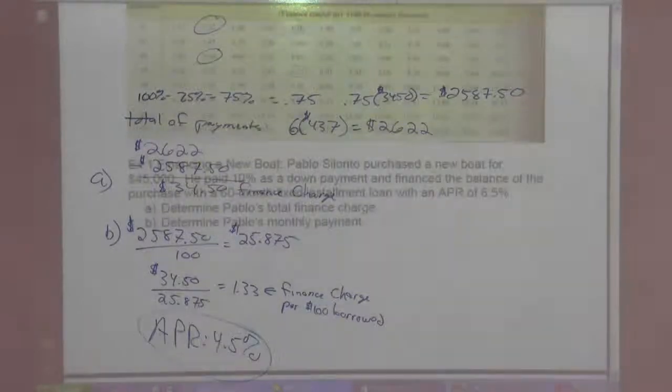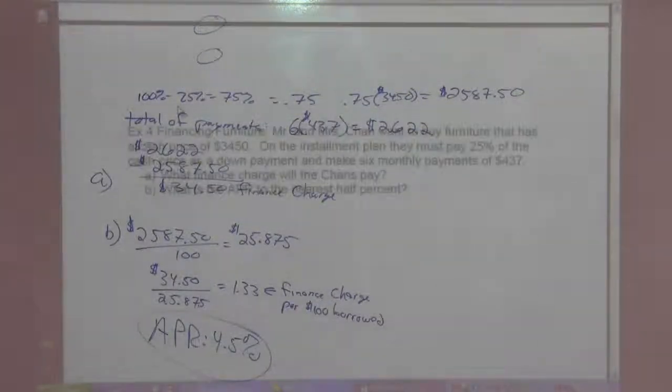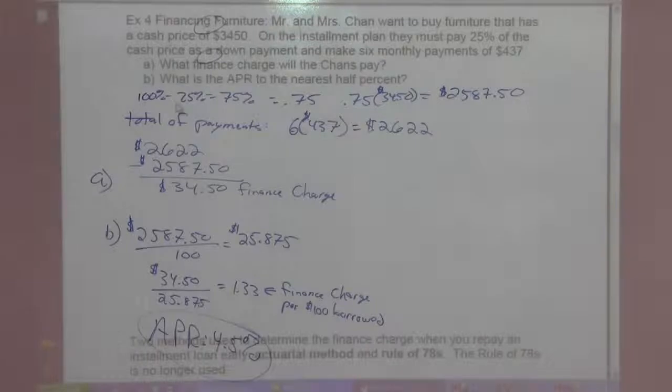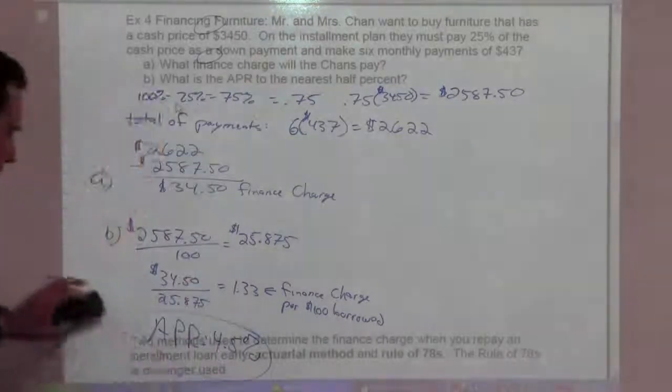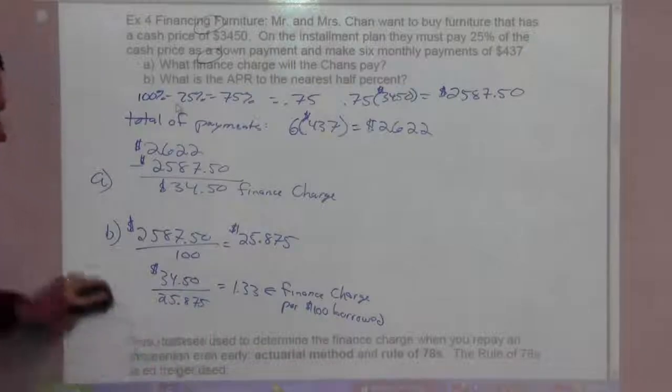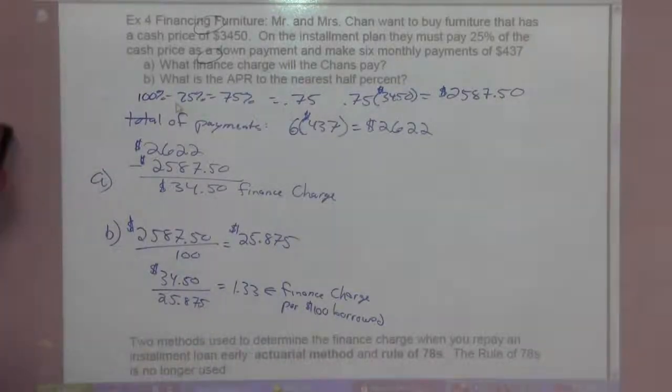So feel free to pause. Get back to that problem there. That's the end of that problem. We're going to go on to talk about the actuarial method for paying something off early. So I'm going to erase this.